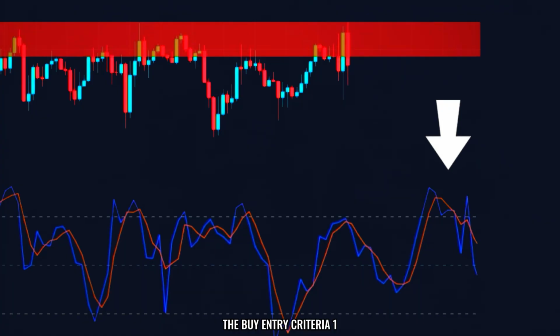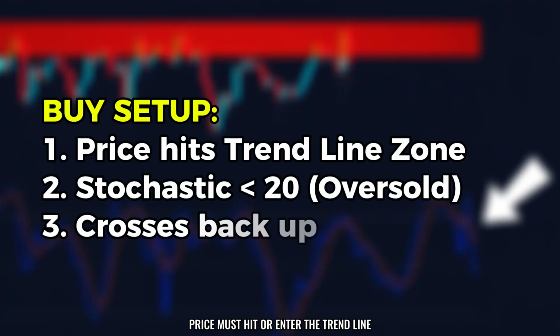The buy entry criteria: 1. Price must hit or enter the trend line zone.